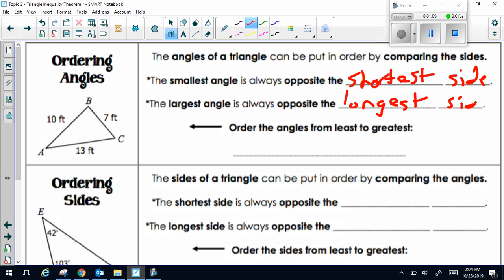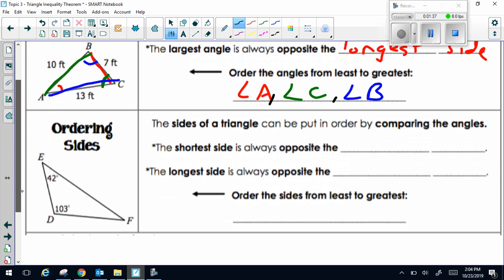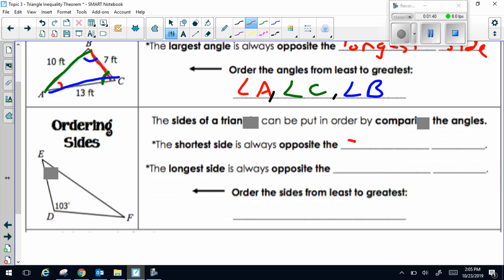So if we're looking at our example over here to the left, right now BC is my shortest side, which means the angle opposite that is A. So that means angle A is my smallest angle. AB is the second shortest side, so that means angle C is the second smallest angle. And then AC is the third shortest side, so that means angle B is my largest angle in this triangle. Vice versa, if they give you the sides, the short side is always opposite the smallest angle, and the long side is always opposite the largest angle.